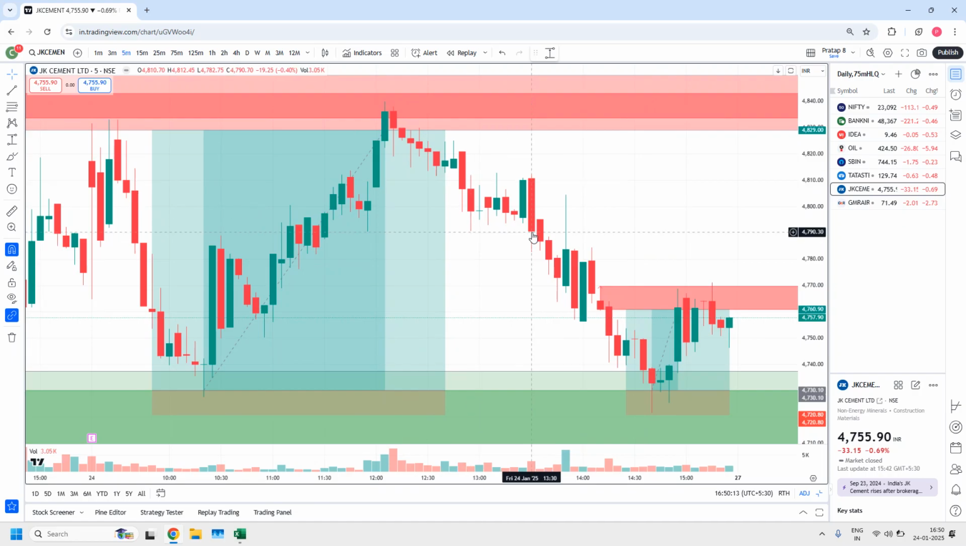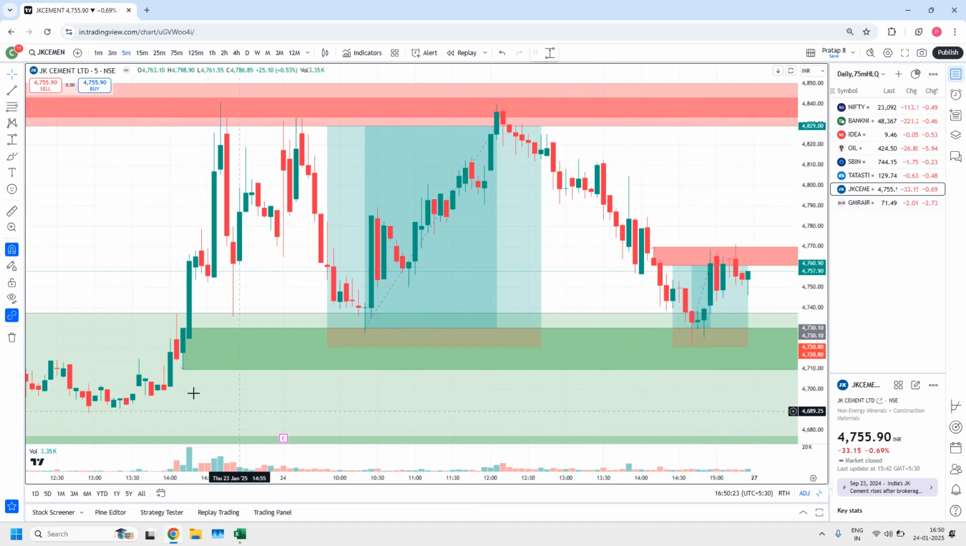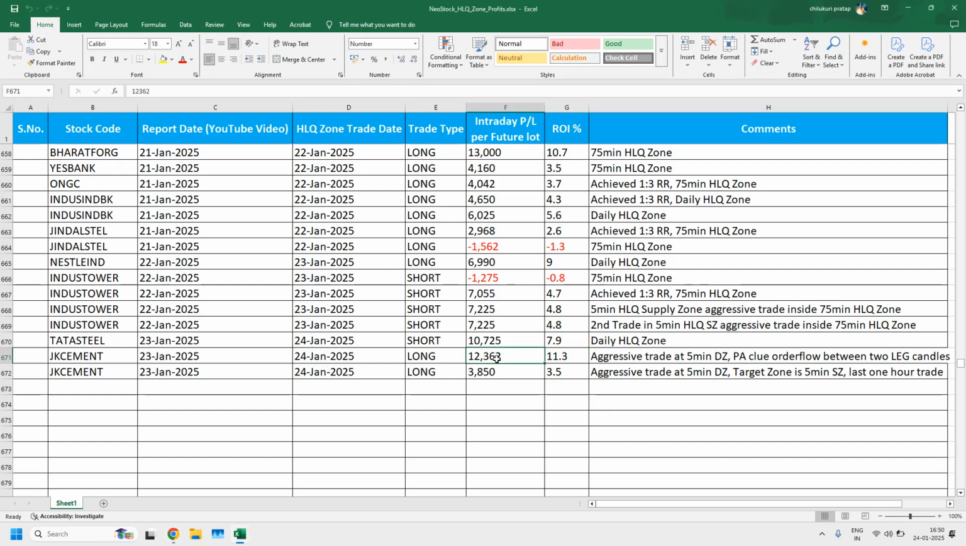This is the 5 minutes level. If you are using a trailing stop loss, you would have captured the whole money until this high liquidity zone. Here we have to exit because this is a high liquidity zone. So, the 75 minutes high liquidity zone. Okay, fine. We took a trade. We got a profit of how much? 12,362, which is 11.3% ROI.